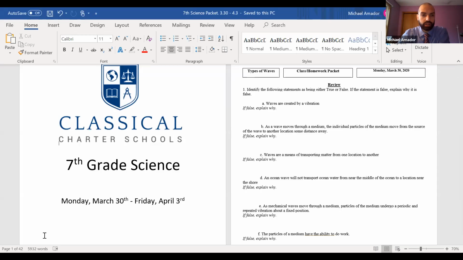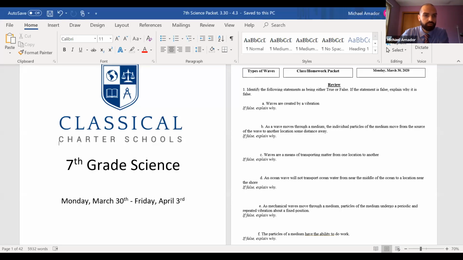So waves are created by a vibration. Is that true or false? Or do we agree with this? The answer is true. Yes, they are created by a vibration. B, as a wave moves through a medium, the individual particles of the medium move from the source of the wave to another location some distance away. Is that true or false? Do you agree with that or disagree with that?